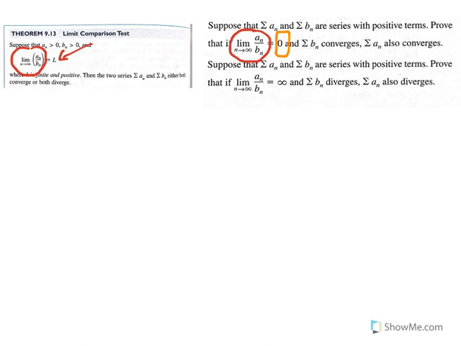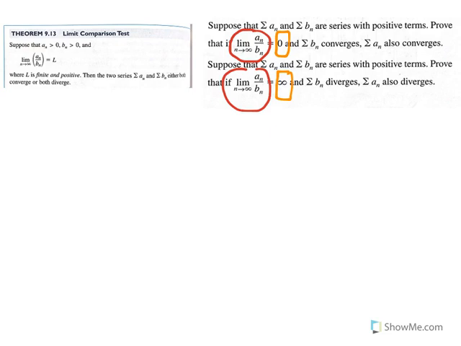And the other variation is if we take the same limit that we have from the limit comparison test, but we don't get a positive value for the limit, instead we get infinity, is there anything we can conclude about the convergence or divergence of the series that we're considering? So those are the two variations that we want to think about.